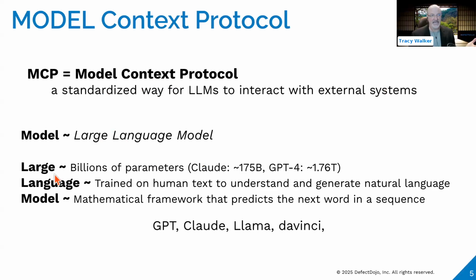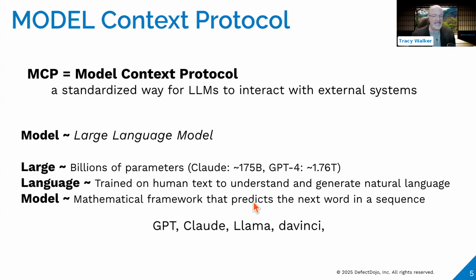What is that? Large means this is all the data that it's able to be trained on, billions of parameters. Those are just some of those that you can see there in the billions of parameters. Language means it is trained on human text so that it can understand and generate text. And then the model is a mathematical framework that predicts the next word in the sentence. This, predicting the next word in a sequence, is the most important thing to understand about any LLM. That is all it's doing. It is trying to predict the next word in a sentence, sequence, code, whatever it is, right?